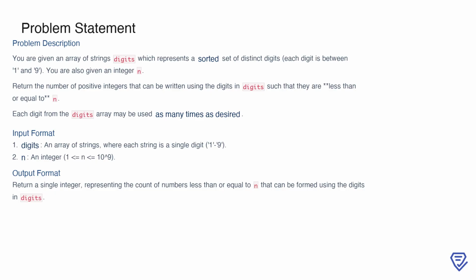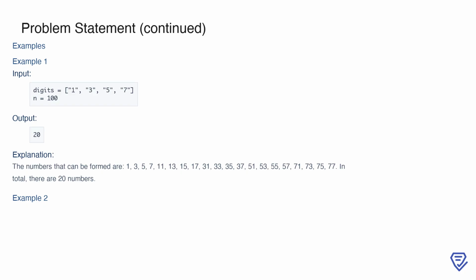The problem allows us to use each digit in the digits array as many times as we want when forming numbers. The output will be a single integer representing this count. To summarize, we are essentially counting how many valid numbers can be constructed under these constraints. Now, to understand the problem better, let's review the first example.